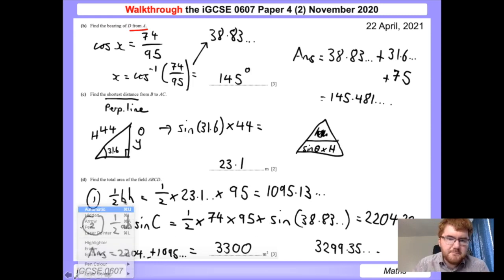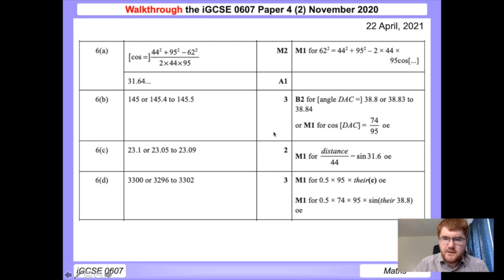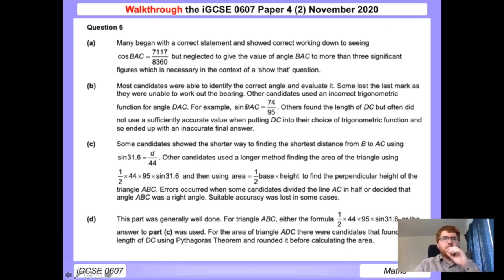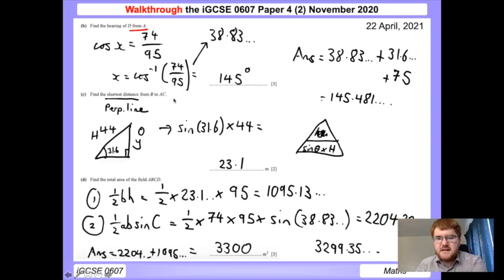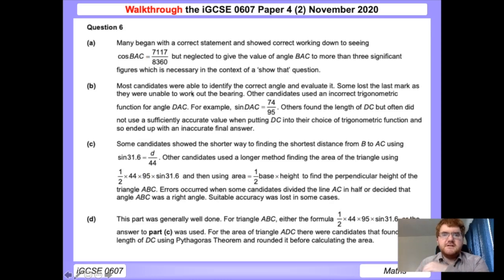So you can have a quick look at the mark scheme. There's the mark scheme going through what I've just done here, and then the examiner's report. Generally it was reasonably well done. Some people used the longer method for part C, but again, spot that right angle triangle. That will make your life easier. And do use the half AB sine C formula as well. You could have used Pythagoras on part D, and then used half base times height, but my method with a half AB sine C will be much more efficient in the long run.